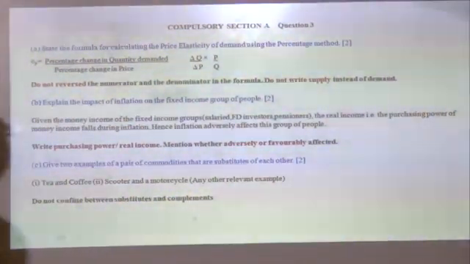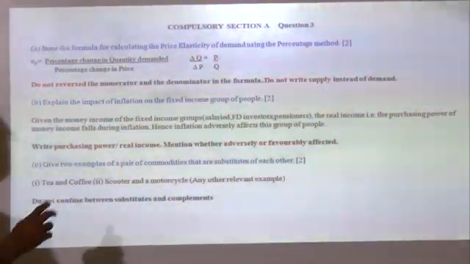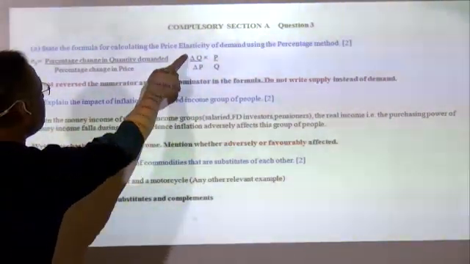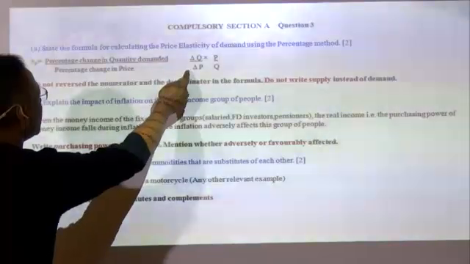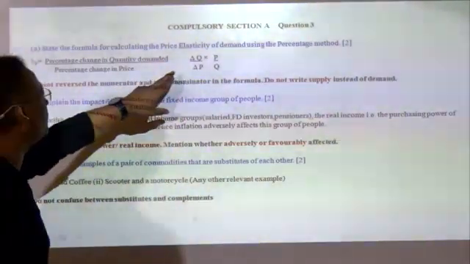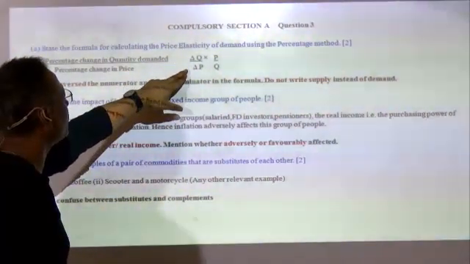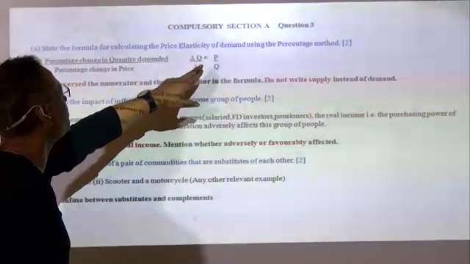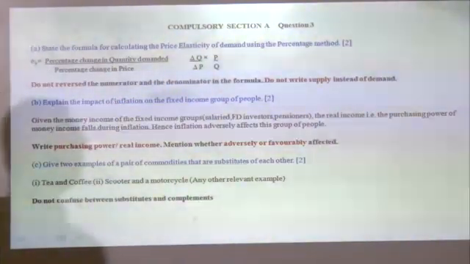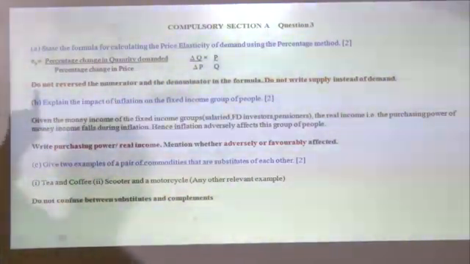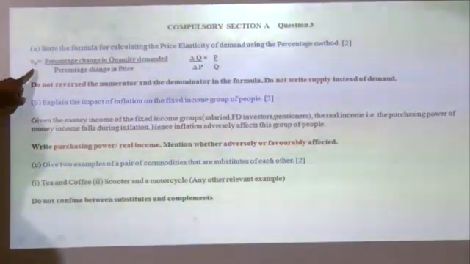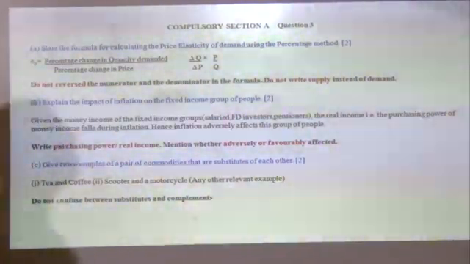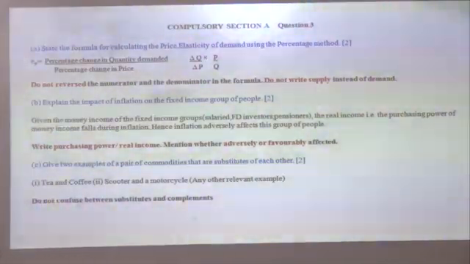What problem that is faced here is, some of them confuse and write delta P upon delta Q. They reverse the numerator and the denominator. So be careful here. Don't start with delta P upon delta Q. It's delta Q upon delta P into P upon Q. And here do not write ES. It has to be either ED or EP. Do not write supply instead of demand.